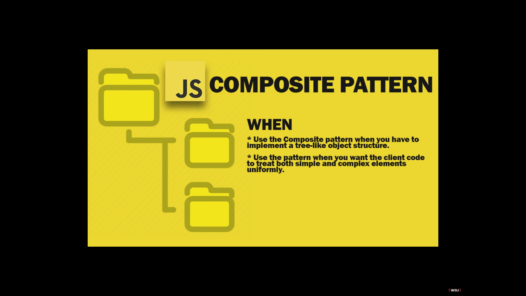The other one is to use the pattern when you want the client code to treat both simple and complex elements uniformly. All elements defined by the composite pattern share a common interface, so using this interface, the client doesn't have to worry about the concrete class of the objects it works with. That's why you would want to use it.